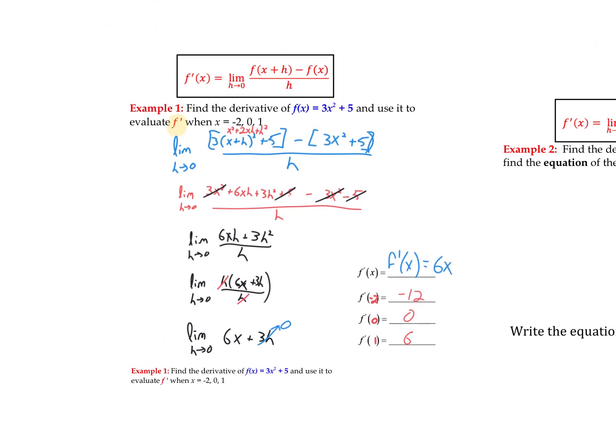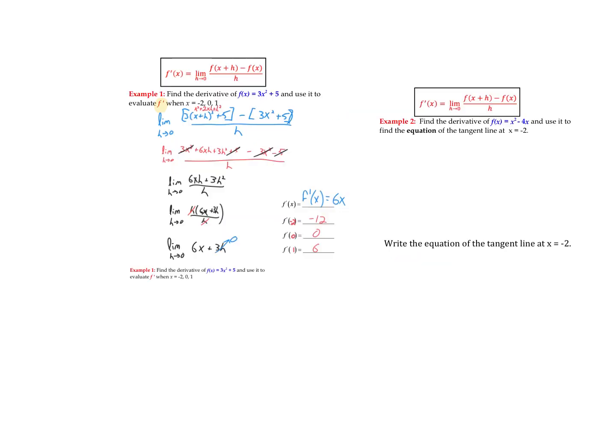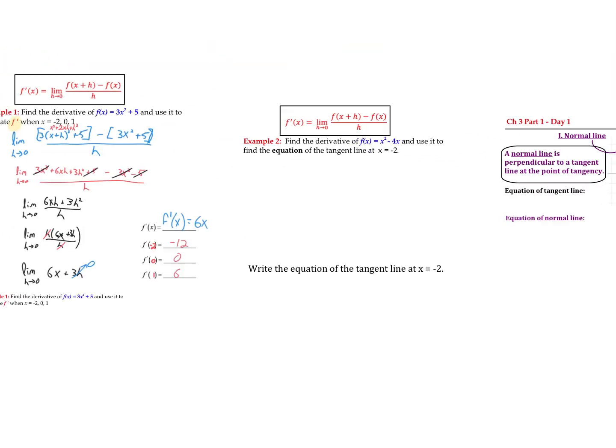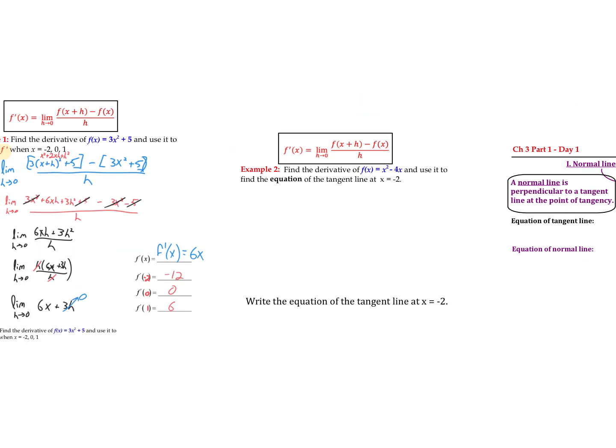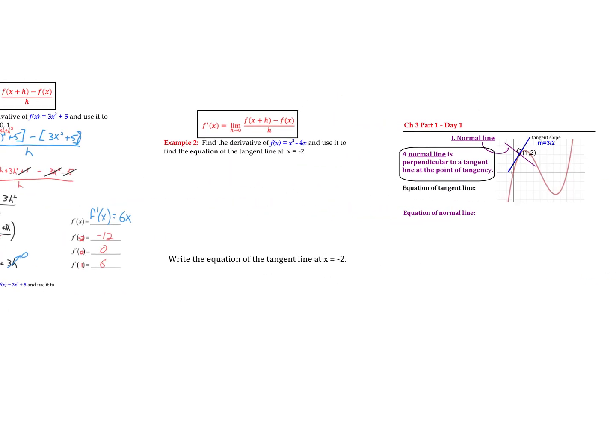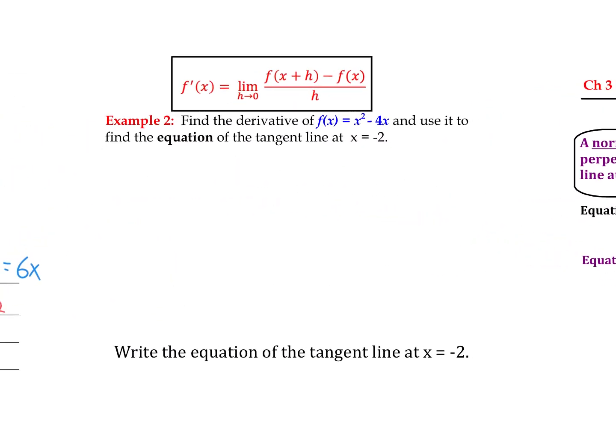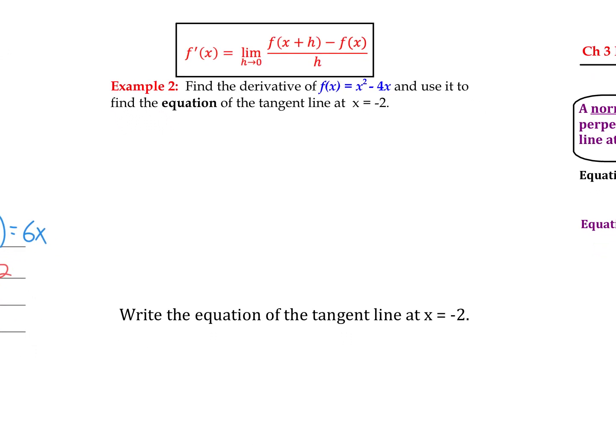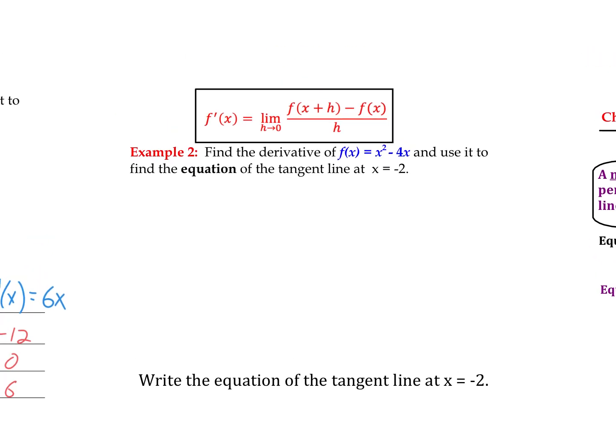So there is a derivative function found by using the difference quotient. All right. Let's do one more, and then we will switch gears and talk about normal lines, and we'll wrap it up there. Okay. Find the derivative function, and then write the equation of the tangent line at x equals -2. So let's start off using the difference quotient here.